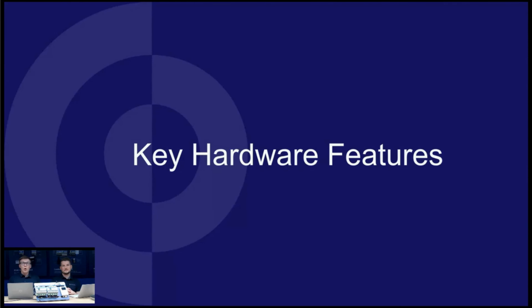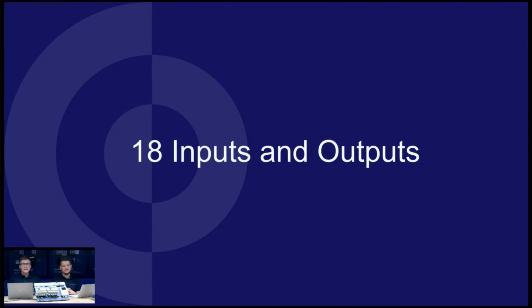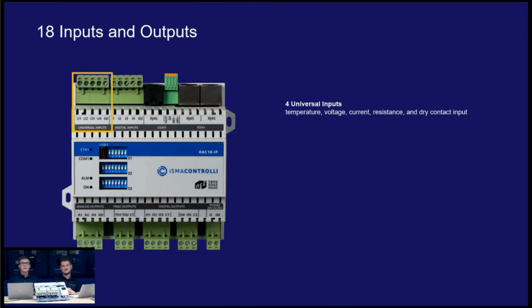And let's go through all the key hardware features which make the device so flexible. We've got 18 inputs and outputs on board. For the universal inputs: temperature, voltage, current, resistance, which can also work as a dry contact input. We've got 4 digital inputs, which can work as a typical dry contact input, but also have the option to work as a high-speed pulse counter.